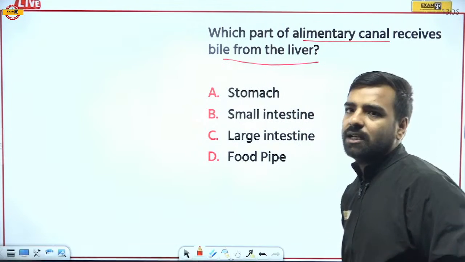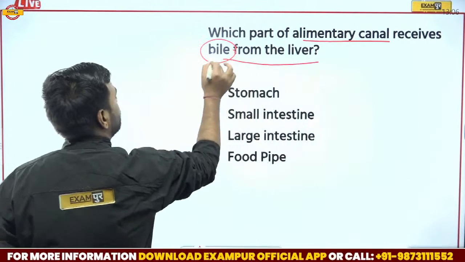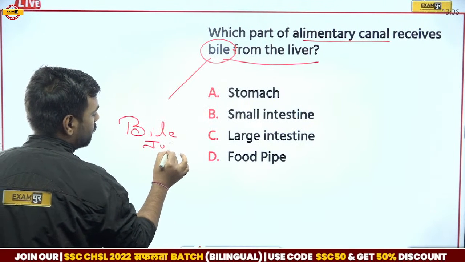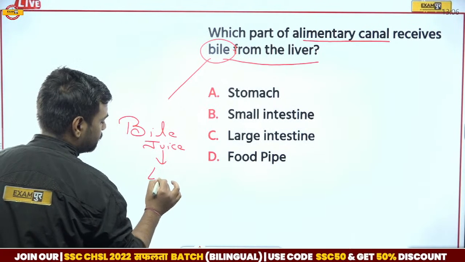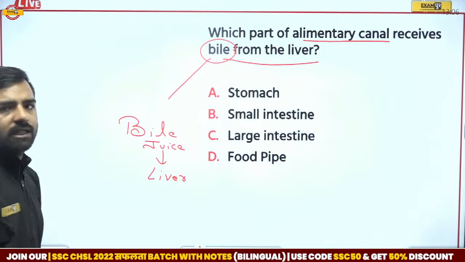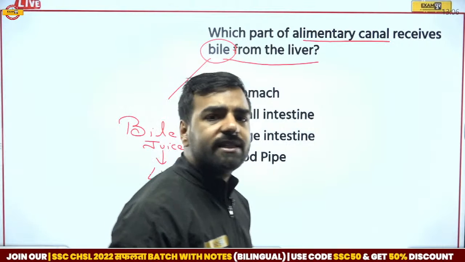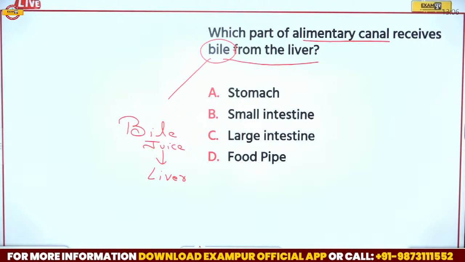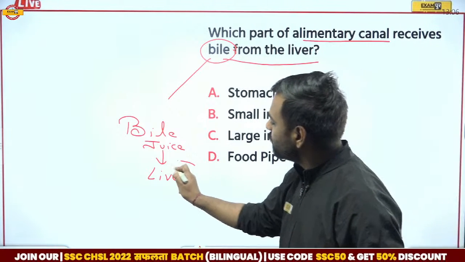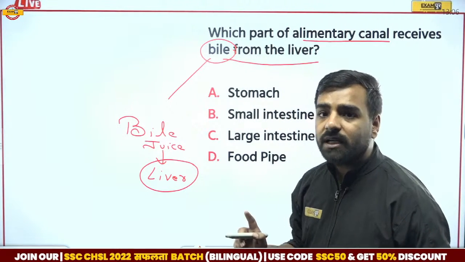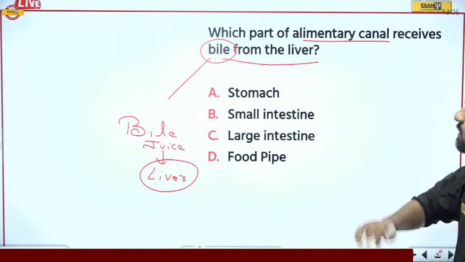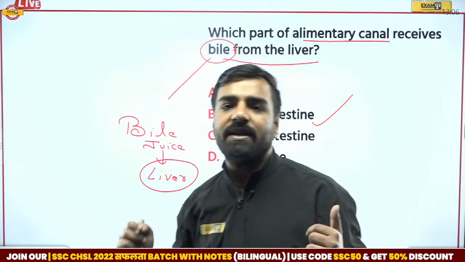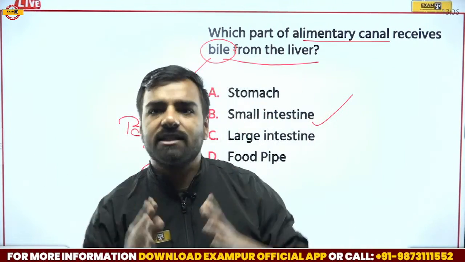If I talk about bile, do you know what bile is? Bile is actually your juice, that is bile juice, which is secreted from the liver and is stored in the gallbladder. But the question which is asked right now is: which part of the alimentary canal receives bile from the liver? It is secreted from the liver, but its receiving is done by the small intestine, which is the larger part in comparison to the large intestine and obviously the largest one as well.